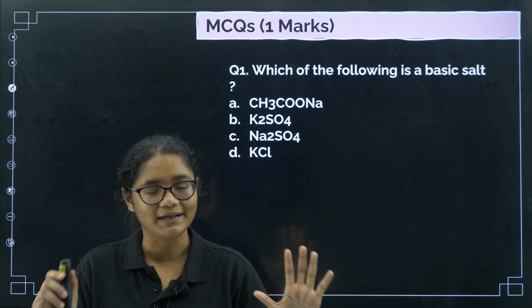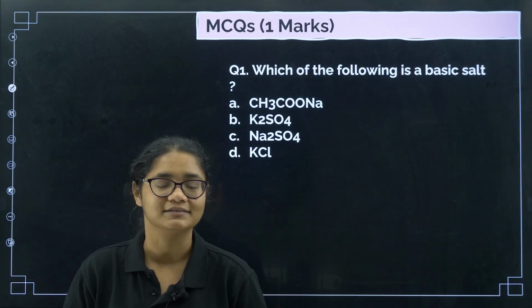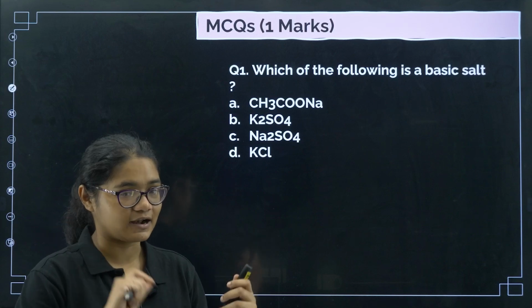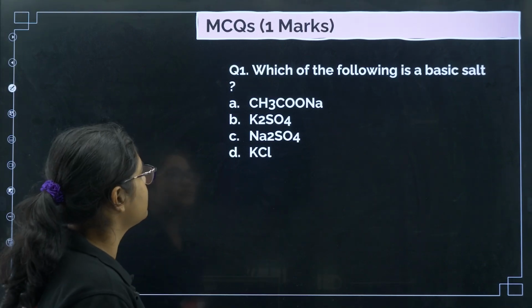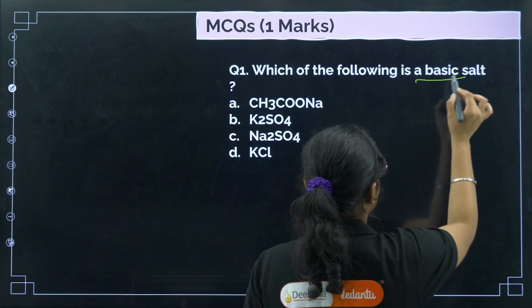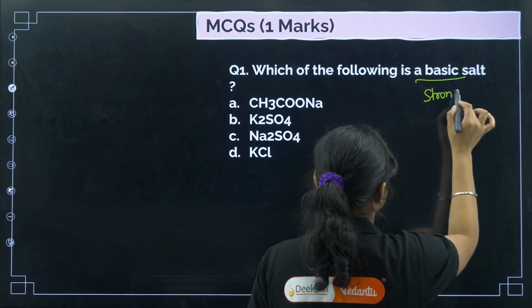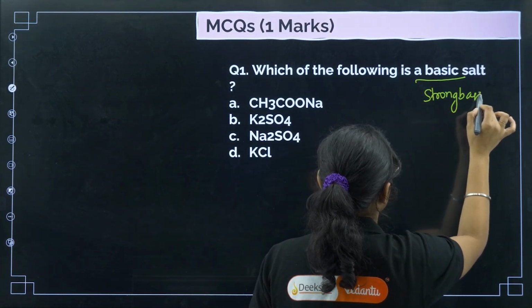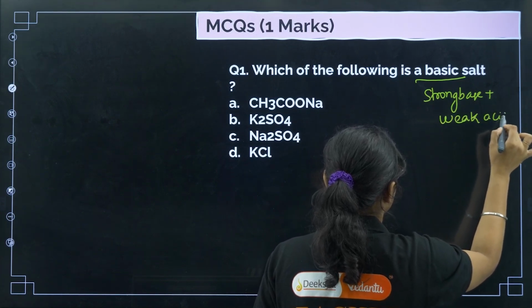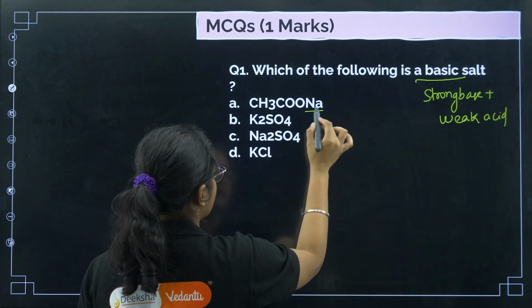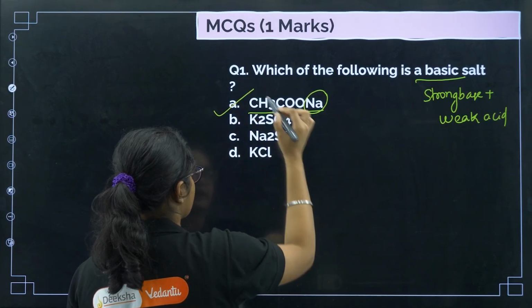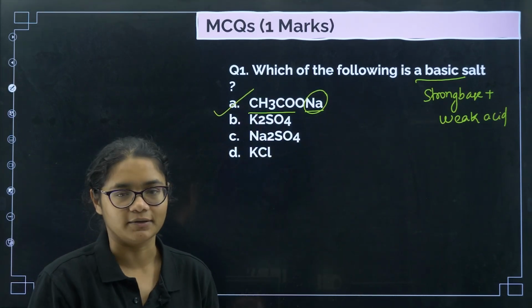We'll practice some 20 important questions that can be asked in your exams. Okay, so if you are seeing this video, then please start writing answers with me. So the first one, which of the following is a basic salt? So for basic salt, what should be there? The salt should be of a strong base and weak acid, right? So if you see here, CH3COOH is a weak acid and NaOH is a strong base. So the correct answer for this question will be option number A.